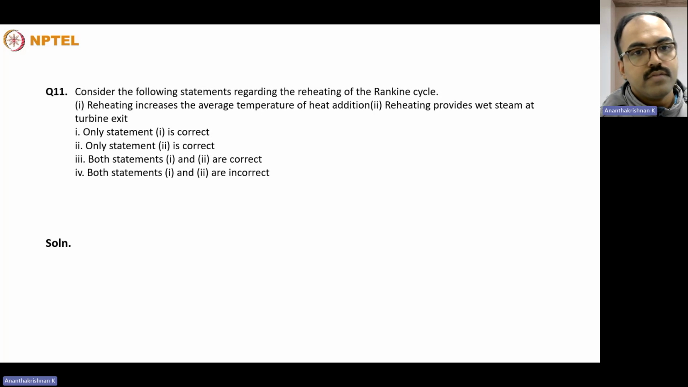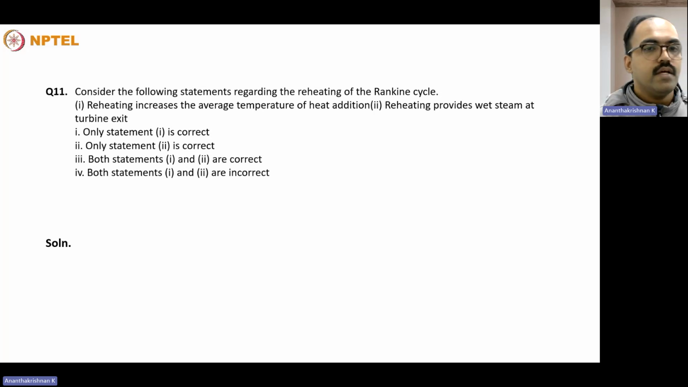So in one of the earlier questions, we have seen the ideal purpose of reheating is to improve the quality of the steam at the outlet. That is the only thing. We can't say anything about the efficiency of the cycle, because heat input increases, as well as net work output increases. Net work output increases, also heat input increases. We can't say anything about the efficiency as such.